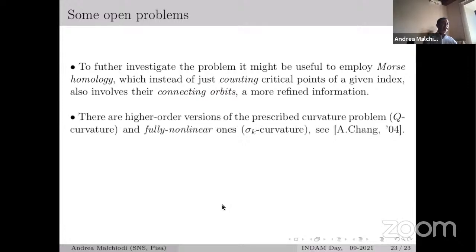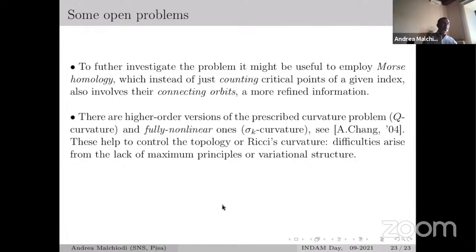I'll go very quickly, but there are also higher order or fully nonlinear versions of the problem that I mentioned. There is the so-called Q curvature involving a fourth order operator instead of second order, and fully nonlinear ones involving the so-called sigma k curvature, some operation that you do on the eigenvalues of the Ricci tensor, not just taking the trace as for the scalar curvature. You can look at the nice book by Alice Chang, published in 2004. These quantities are nice because they are helpful to control the topology of the manifold or its Ricci curvature. But there are some difficulties arising from the lack of maximum principle or the lack of variational structure.